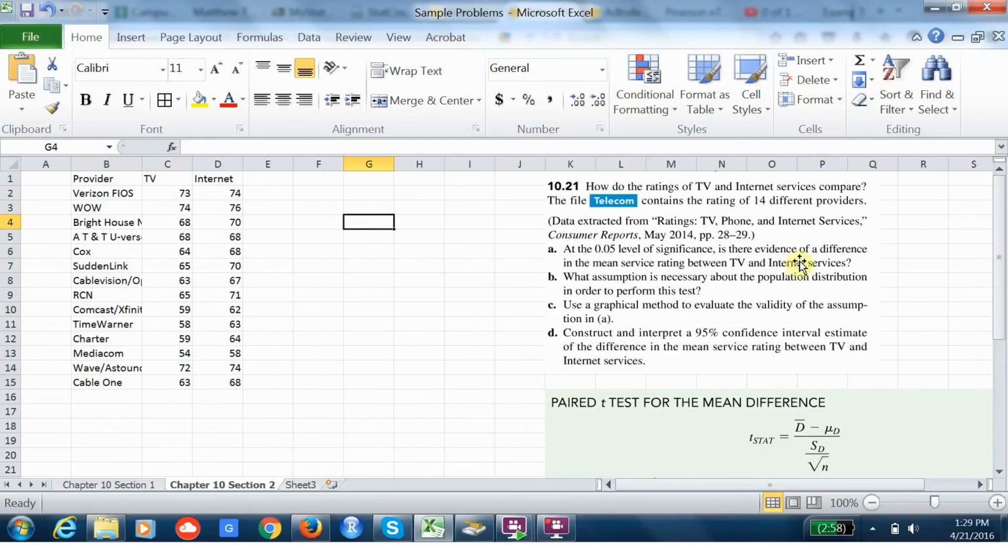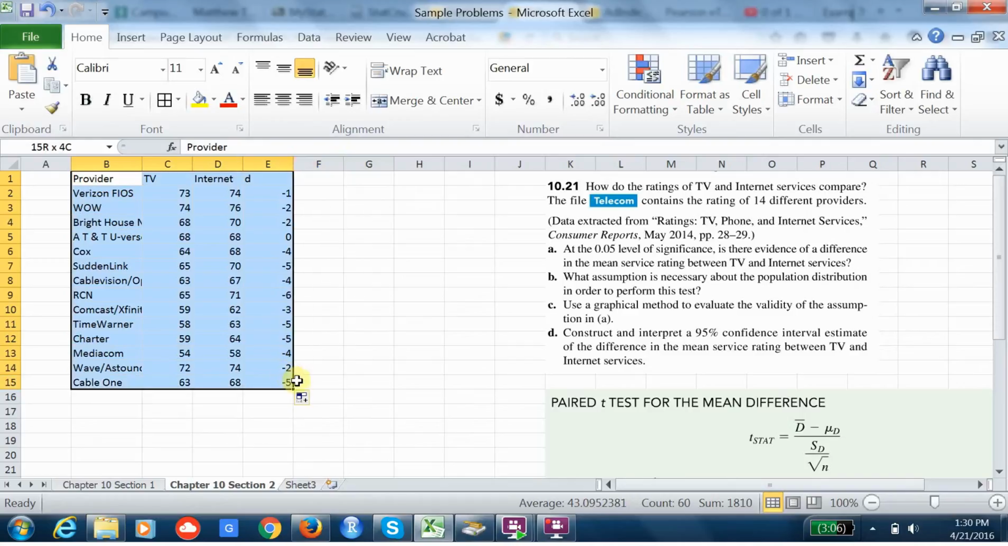And so we want to do a hypothesis test to see if there's a difference in the mean service rating between the TV and internet services. Notice that we know that it's paired because this same object is under two different conditions. So this is our difference D. And I'm going to go ahead and just compute these differences here. I can click and drag. And there we go.